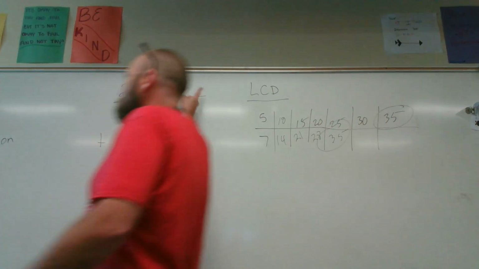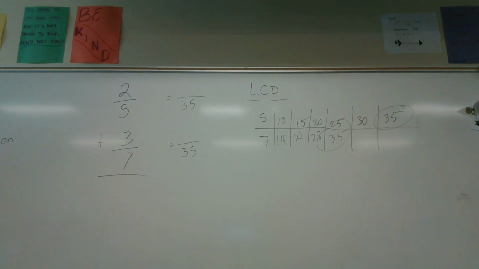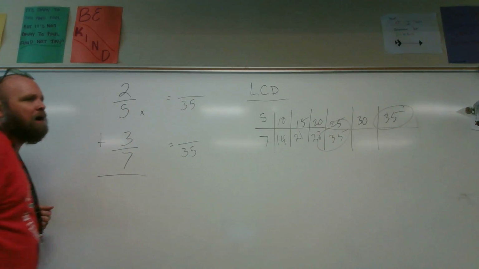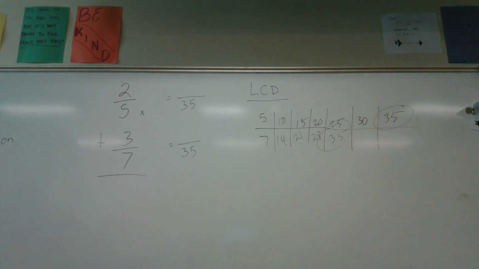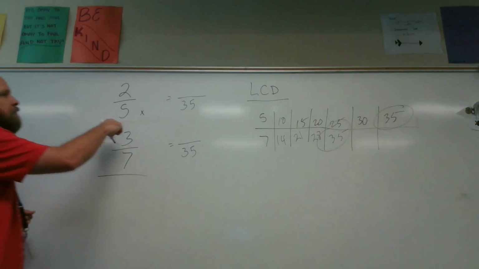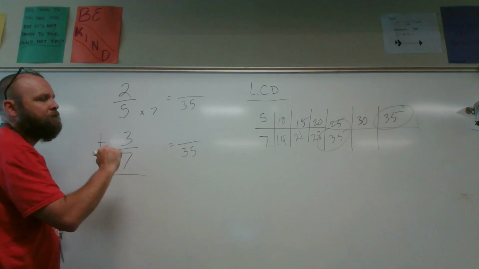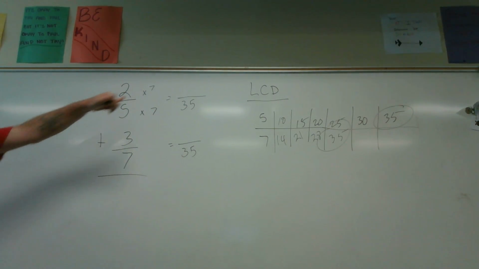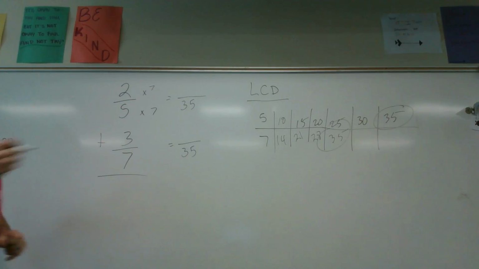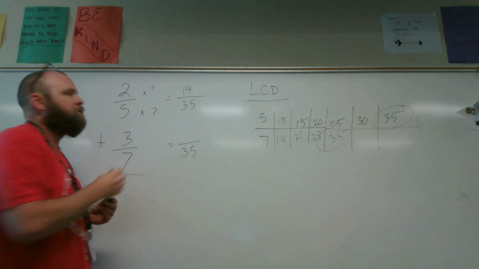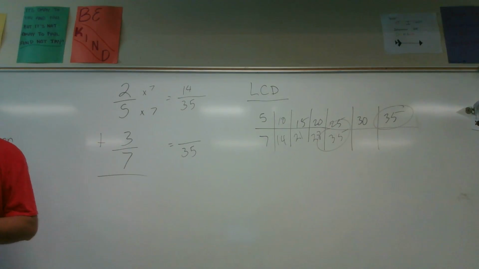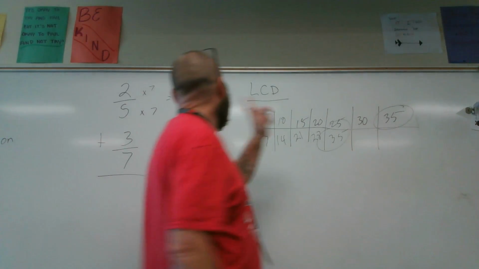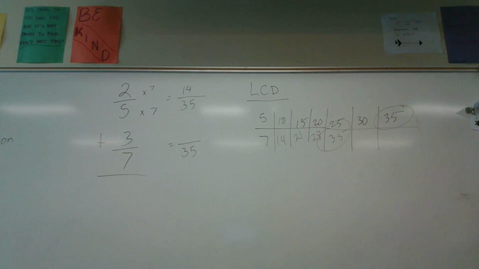How do I get from 2/5 to something over 35 without changing the value, Nasir? Multiply. What am I going to multiply by? 7, because 5 times 7 gives me 35. Whatever I do to the denominator, I must do to the numerator. So what is my new numerator? 14. These two fractions have the same exact value. 2/5 is equal to 14/35.